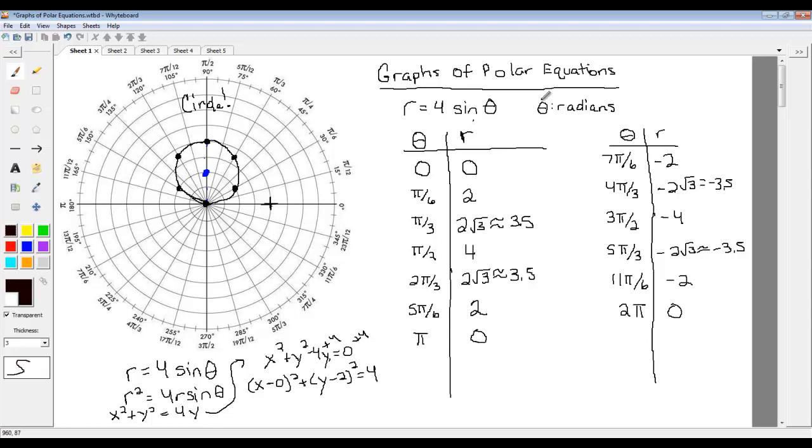Actually, there's a lot you can generalize here. Notice the form was r equals some number times sine theta. That number is going to tell you about the diameter of the circle. In this case, the diameter is 4. And then whether this is sine theta or cosine theta tells you what axis it's sitting on. If this is cosine theta, it's going to sit on the x-axis. If it's sine theta, it's going to sit on the y-axis. Whether you got positive or negative will tell you which side of the axis too.